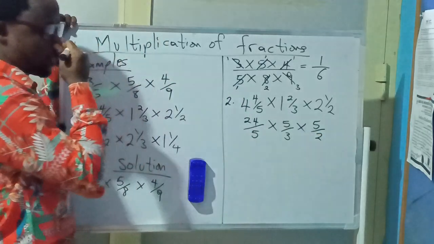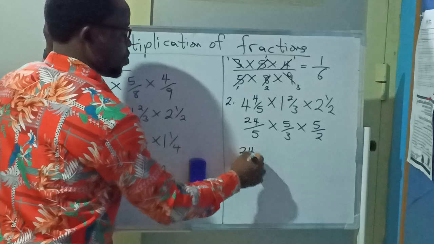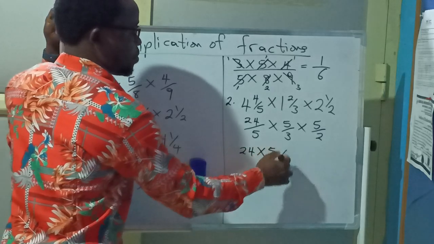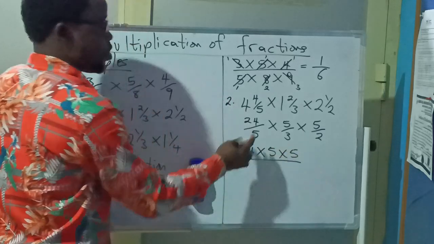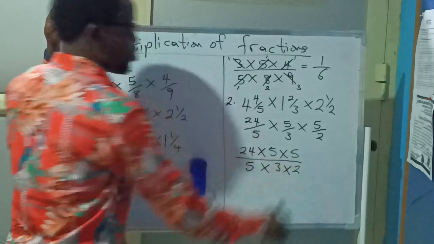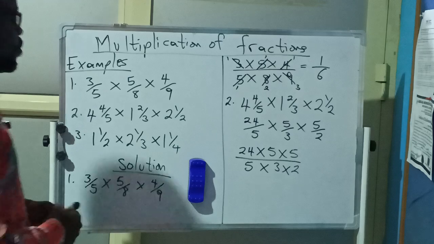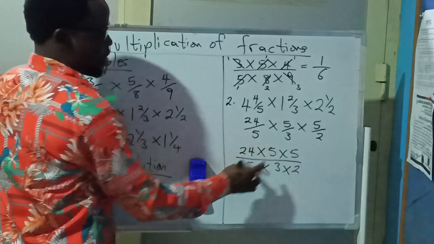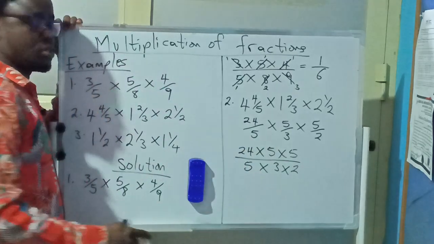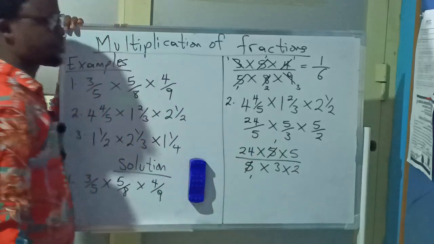So let's bring everything together now. Let's multiply all the numerators together. So we have 24 times 5 times 5 all over 5 times 3 times 2. So now let's divide. What and what can be divided here? Now if you check, 5 and 5 can be divided. They have the same common factor, which is 5. So 5 here is 1, 5 here is 1.